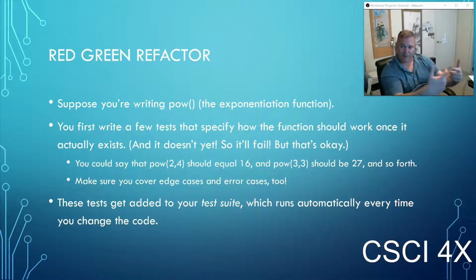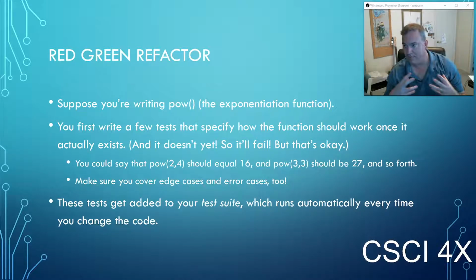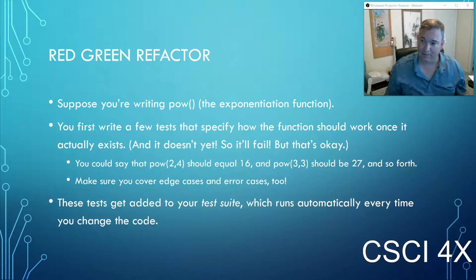Okay? And then all these tests form what's called your test suite. And so your test suite runs on your code. And you can see how many tests you're passing. Those are green. You see how many tests you're failing. Those are red.